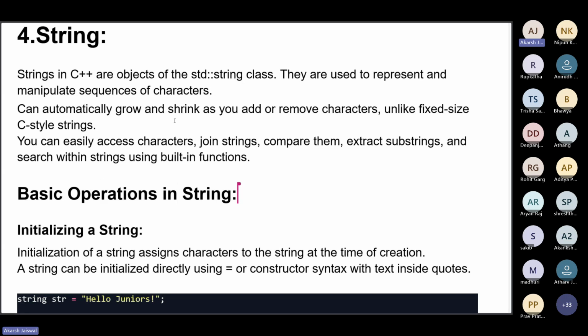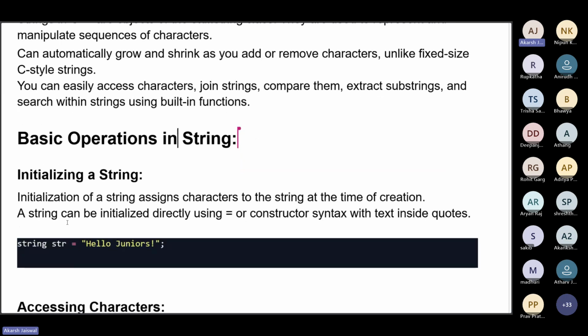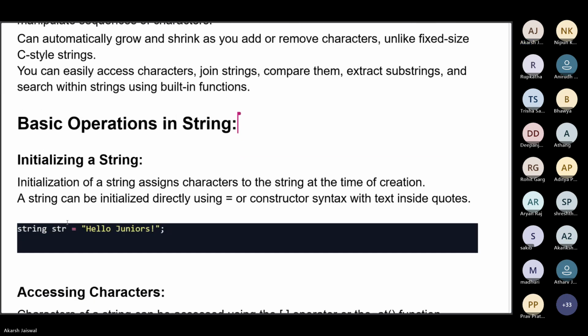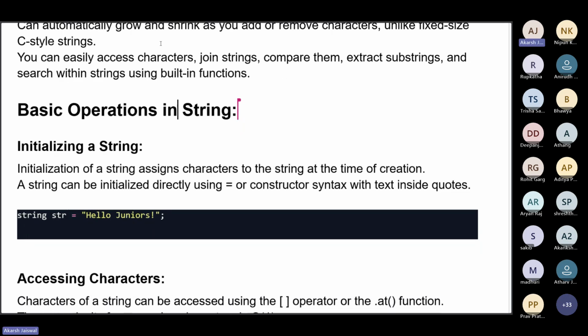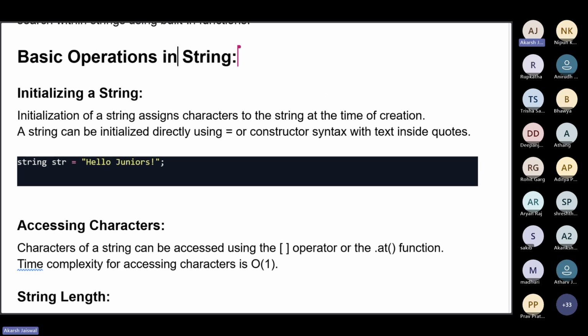If you use strings in C, it was basically an array of characters, and just like arrays, it had a fixed size. Unlike the ones in C language, for C++, you can make strings of variable sizes. You can easily access characters, join strings, and compare them. Also extract substrings and search within strings using built-in functions. So let us look at some basic operations in string.